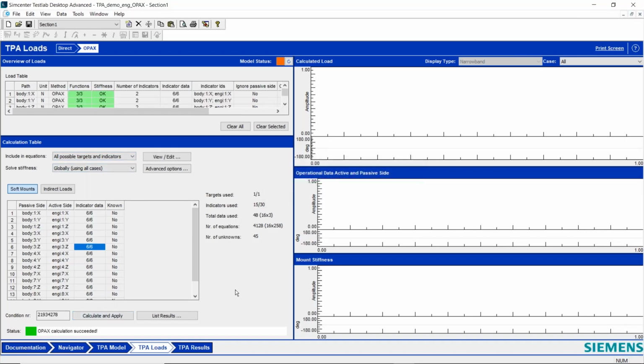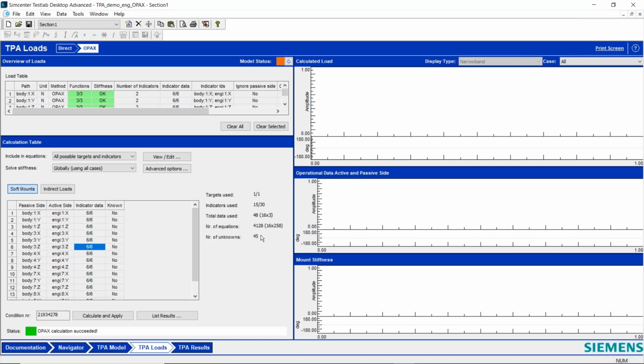It's done. And now you can see I've got one target being used. That's my microphone data. I've got 15 indicators. That's the passive side of my 15 mounts. It's using 48 total data used. So this is 15 indicators plus 1 target multiplied by 3 orders. So that's 48 multiplied by the number of RPM increments, which is 86. So that's how I get 4128 equations.